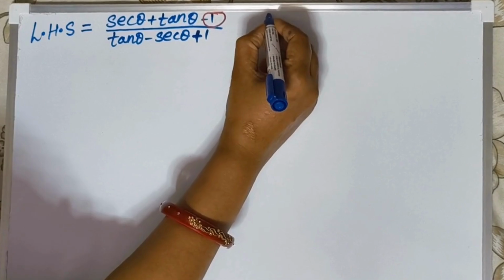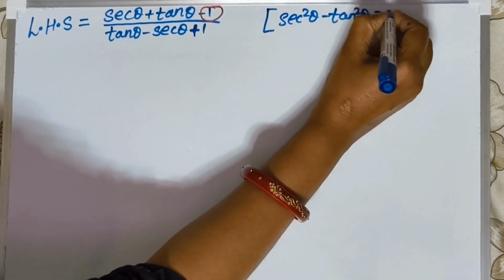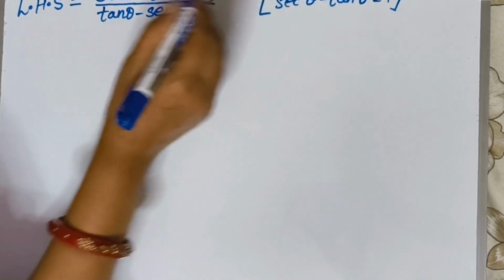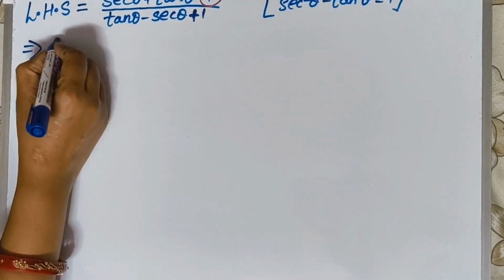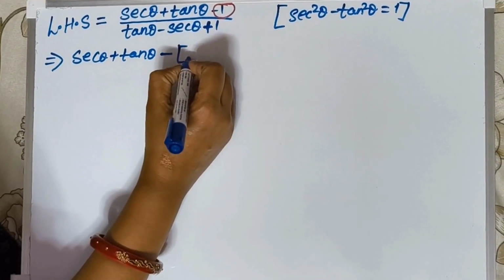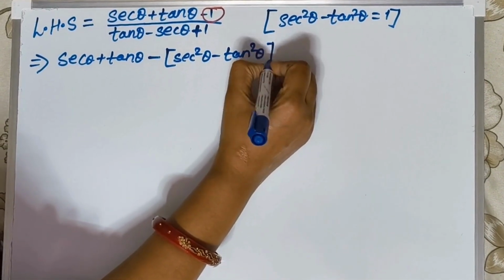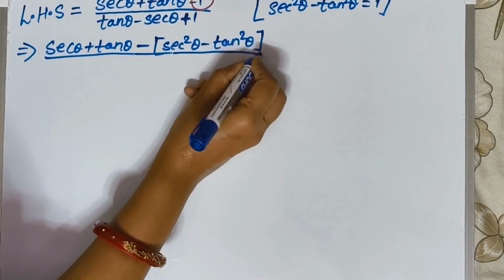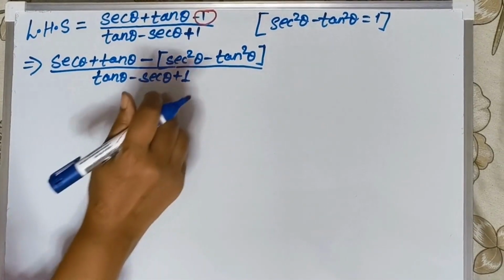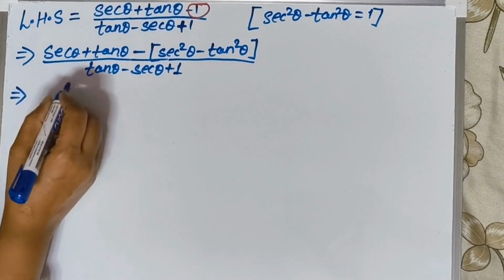How can we break this one? It's an identity. We will use the identity sec square theta minus tan square theta equals 1, as we have sec theta and tan theta in both the terms, numerator and denominator. We will apply it on one part and keep the other part as it is. So sec theta plus tan theta minus, in the place of 1, we replace 1 by sec square theta minus tan square theta, divided by tan theta minus sec theta plus 1. This 1 in the denominator we will not break again, because this term will get cancelled. How, we will see.